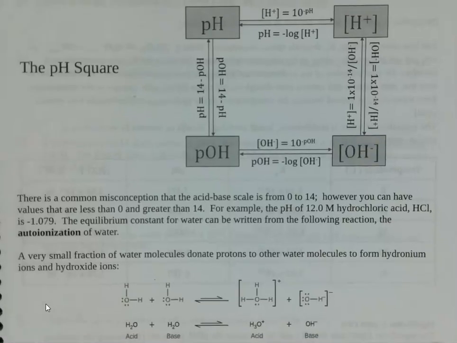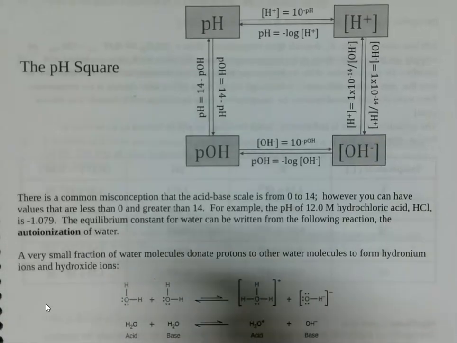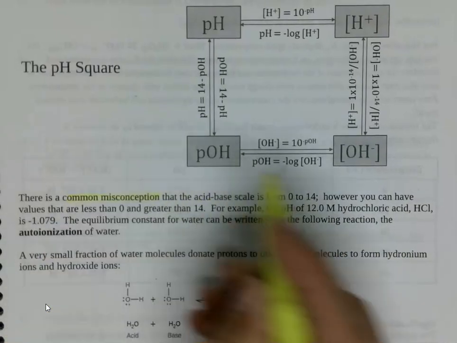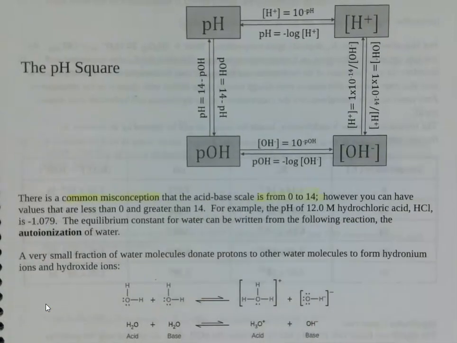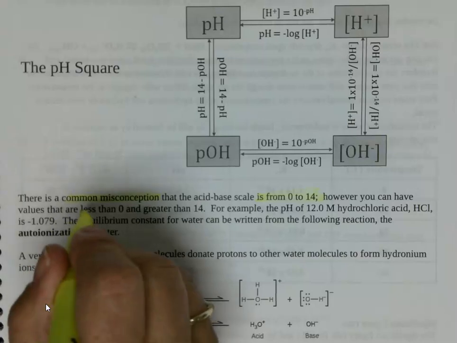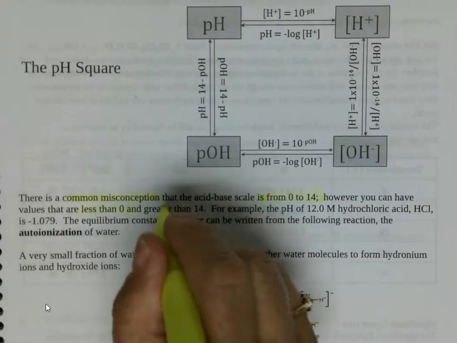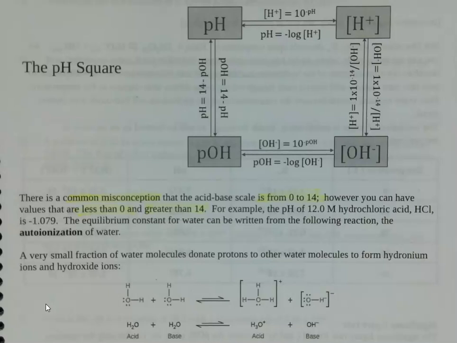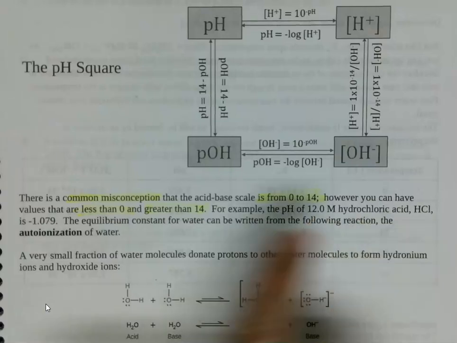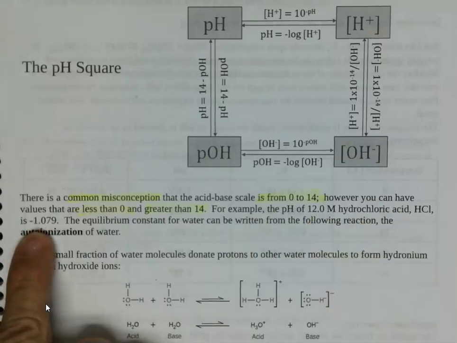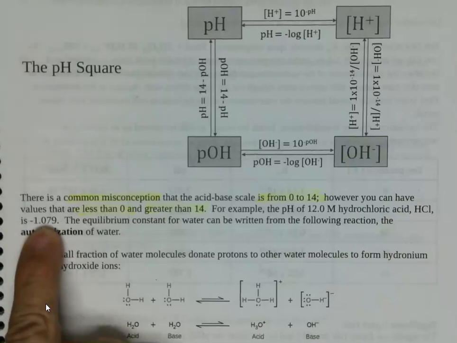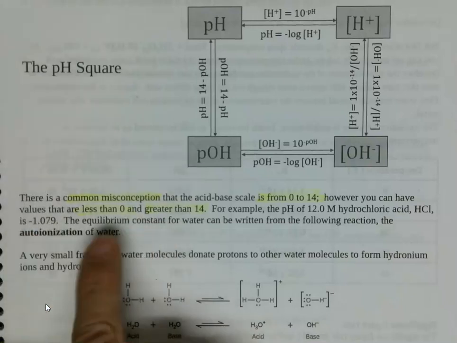The next thing, and we can talk a little bit more about it, is the misconception that your pHs are always from 0 to 14, and that is not the case. There are times where it actually becomes less than 0 or greater than 14, but usually not by much, so there is a little bit of leeway there. They give you an example here: if you've got 12 molar hydrochloric acid, its pH is about negative 1.079. So you can see that's slightly less than 0, but not tons.